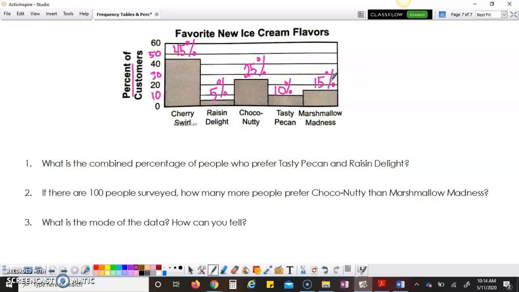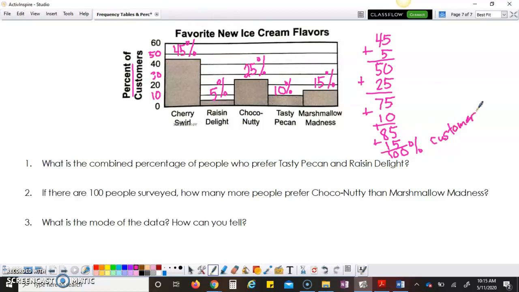Now, if we are showing a percent bar graph, what should all of these percents total up to? What do you think? Good job. If you said 100%, that should be correct. So let's double check our work here. We've got 45 plus 5. That's 50%, because we want to make sure we're talking about 100% of the customers. Okay. 50 plus 25 is 75. 75 plus 10 is 85. And I'm running out of room. 85 plus 15 is going to give us that 100%. So these totals up here are 100% of the customers, okay?